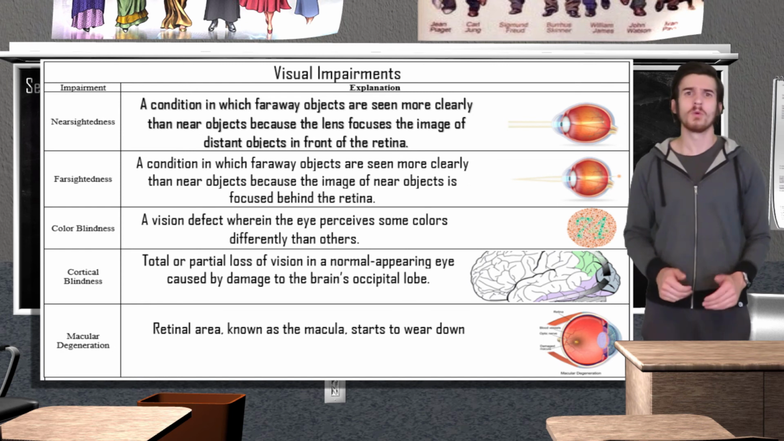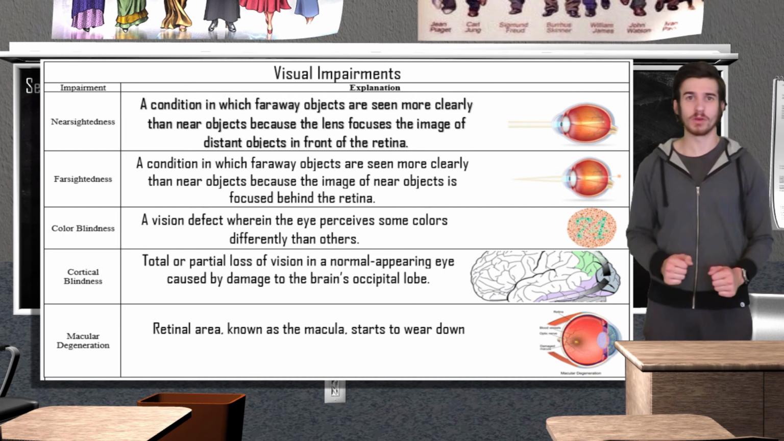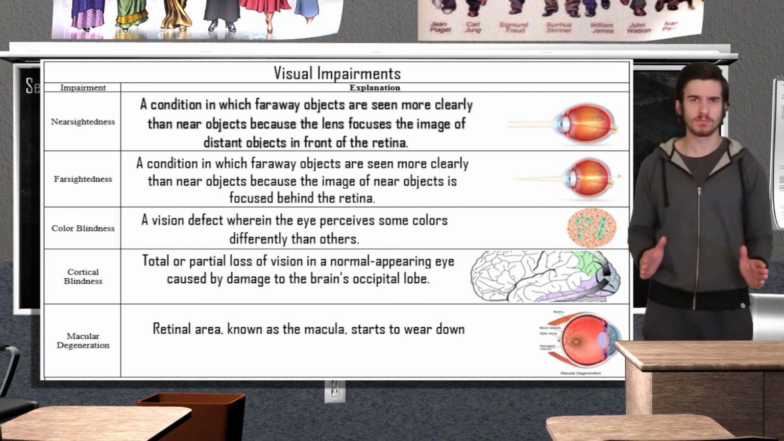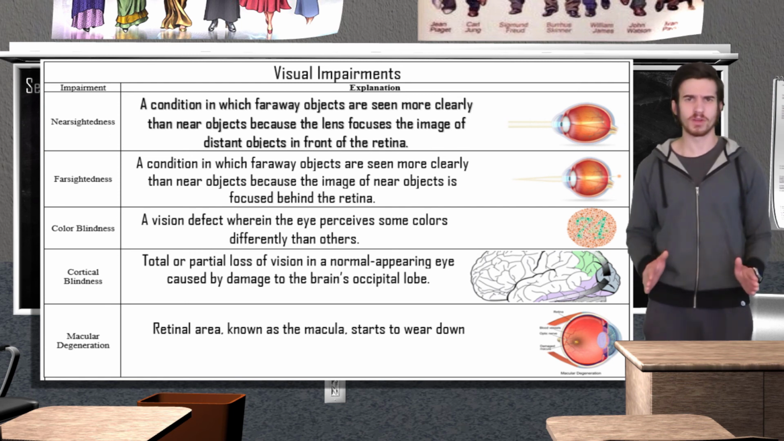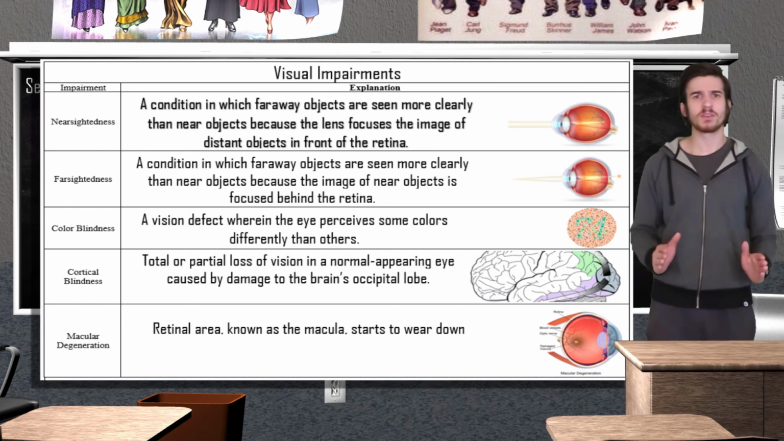Cortical blindness occurs when partial or total loss of vision is a result of damage to the brain's occipital lobe. With cortical blindness, the structure of the eye is perfectly healthy and doing its part, but once the brain receives the message, it cannot interpret it. This type of blindness is also known as cortical visual impairment, or CVI, and is one of the leading causes of blindness in children.